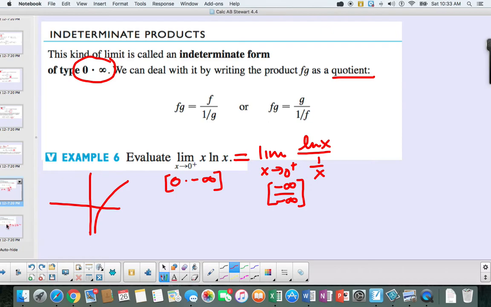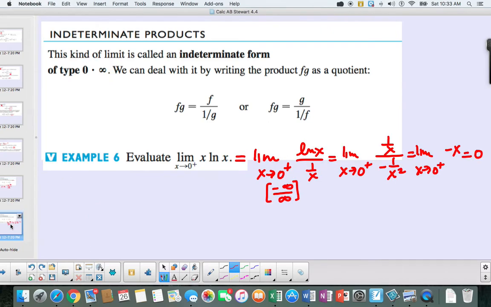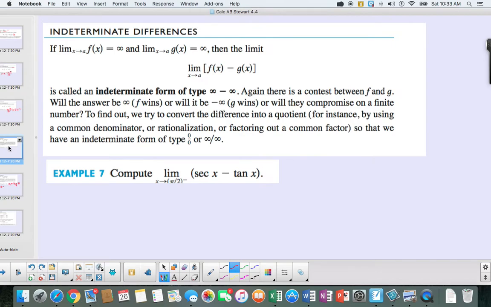All right, on the next slide, I actually take the derivatives of the numerator and denominator, do some simplifying, and then evaluate. The other indeterminate form is a difference of the infinities, infinity minus infinity. And again, the idea is to convert to a quotient. All right, and in this case, let's go ahead and show you how to do that.